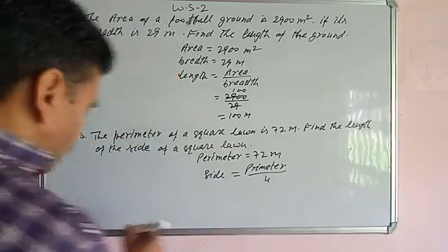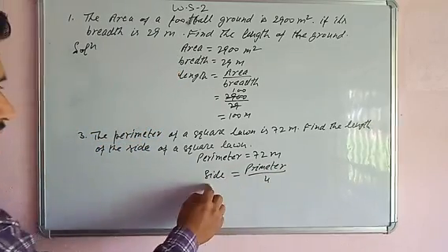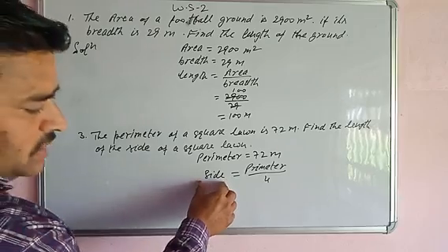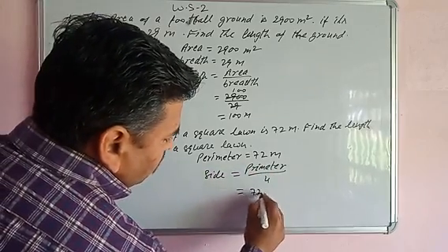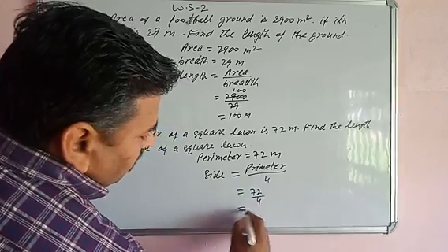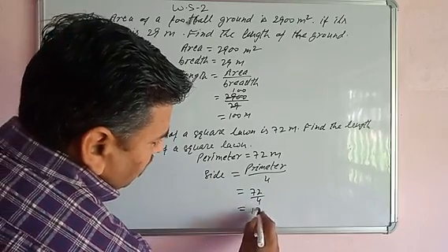So to find the side we use the formula perimeter over 4, because perimeter is equal to 4 multiplied by side. So if we are going to find side, then that is perimeter over 4. So perimeter here is 72 upon 4. So when we divide 72 by 4, we get 18.